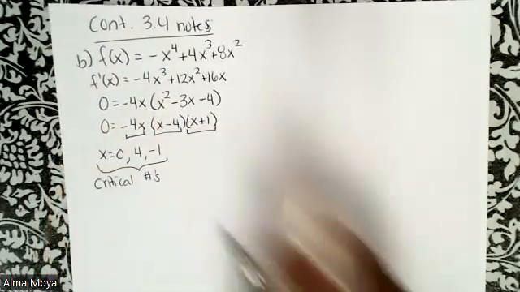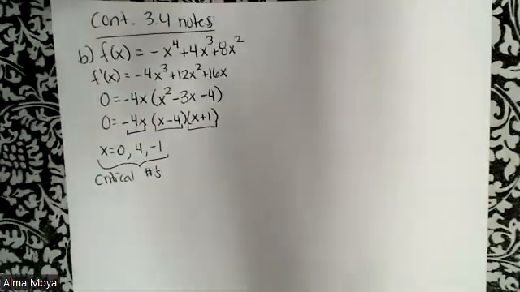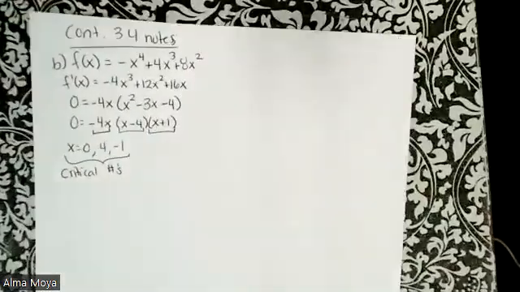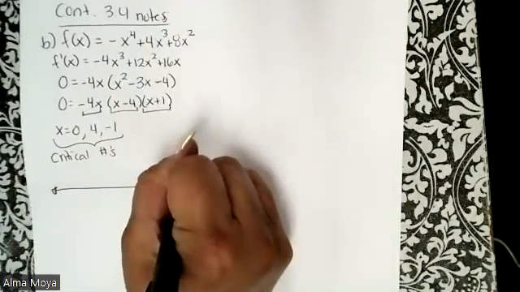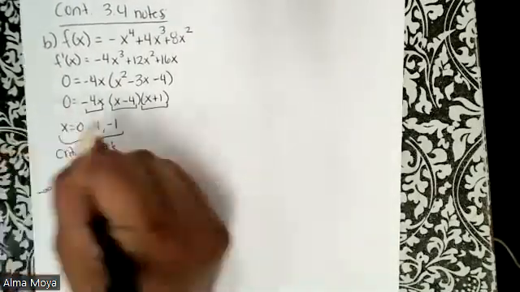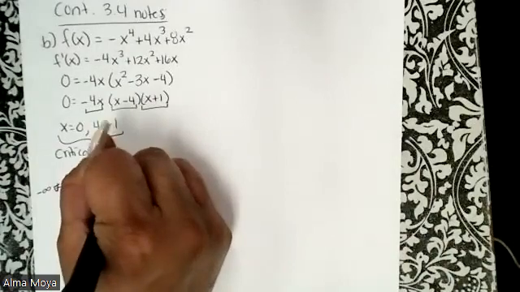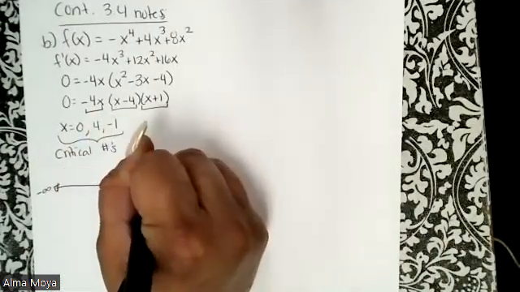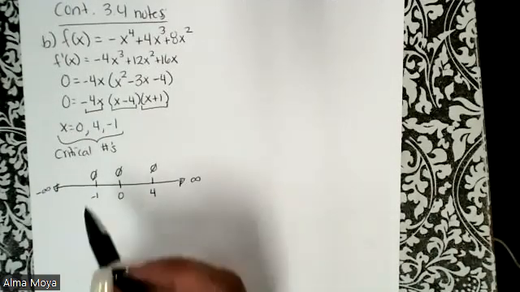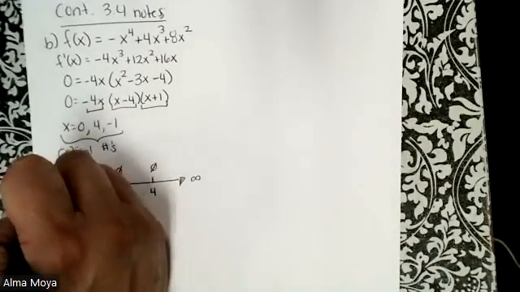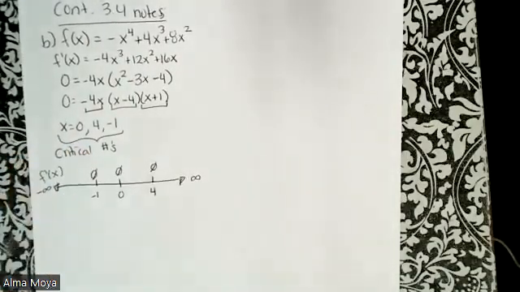You are now going to put your critical numbers on a number line. So right here is my number line. It's going to go from negative infinity to positive infinity. I need to have the number 0 there. I need to have a 4 and a negative 1. Now, you're going to plug in numbers in each region and find out if they're positive or negative, because this is going to be the first derivative test.